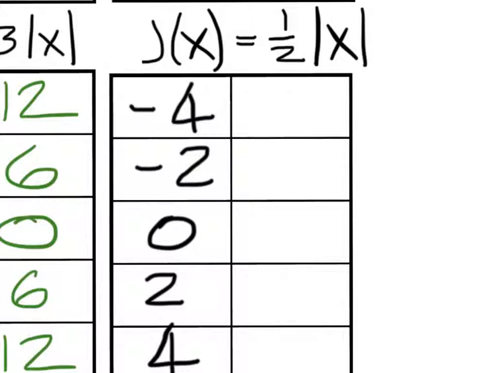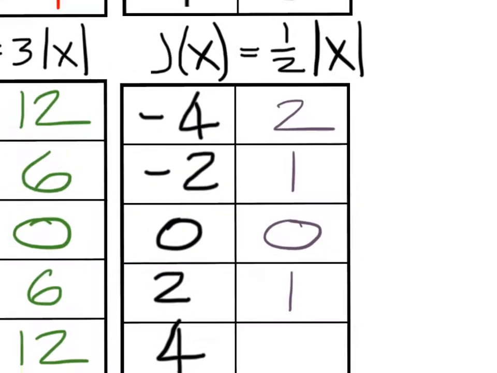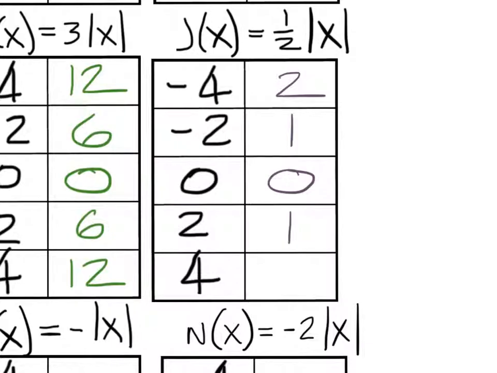If I put in a -4 into the absolute value brackets and multiply by 1/2, what do I get back? I get back 2. If I put a -2 in, what do I get back? 1. If I put in a 0, what do I get? 0. If I put in 2, 1. And if I put in a +4, 2.